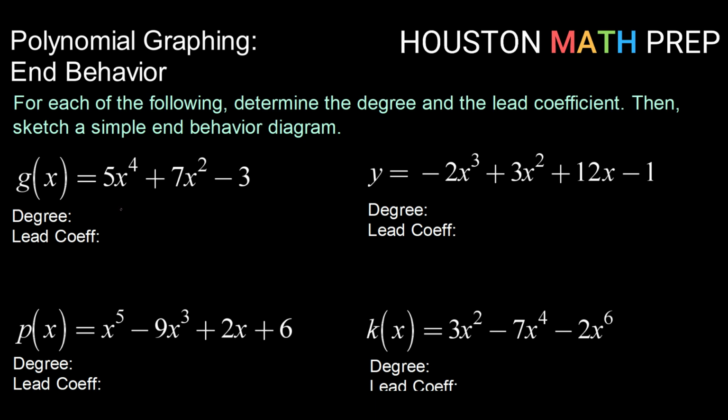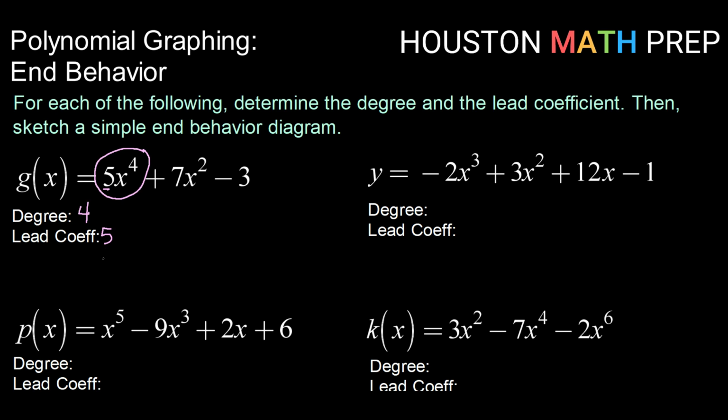Remember that the degree is the highest power of x that is found in the polynomial. So when I look at my three terms, I have x to the fourth, x squared, and no x's. So my lead term is 5x to the fourth. The degree is that highest power of x, so in this case, my degree is 4. And the lead coefficient is your constant multiplier in the front of that term, so in this case, 5.